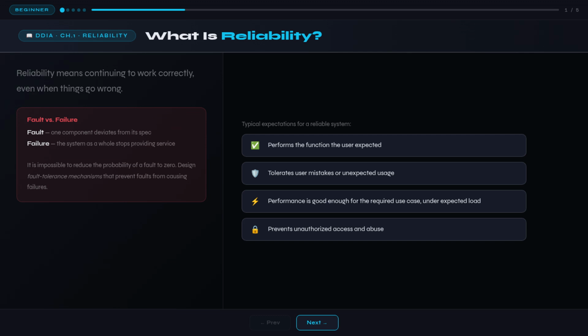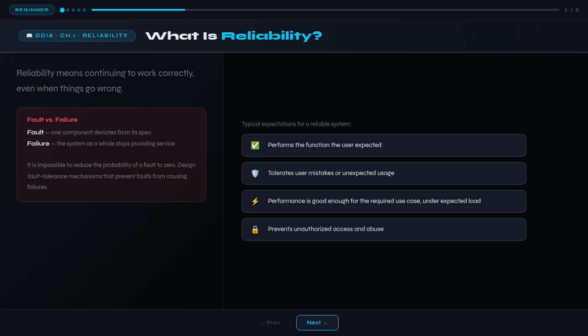1. The application performs the function that the user expected. Not a close approximation, the actual thing they asked for. 2. It can tolerate the user making mistakes, or using the software in unexpected ways. Users will always surprise you. A reliable system doesn't fall apart when they do.